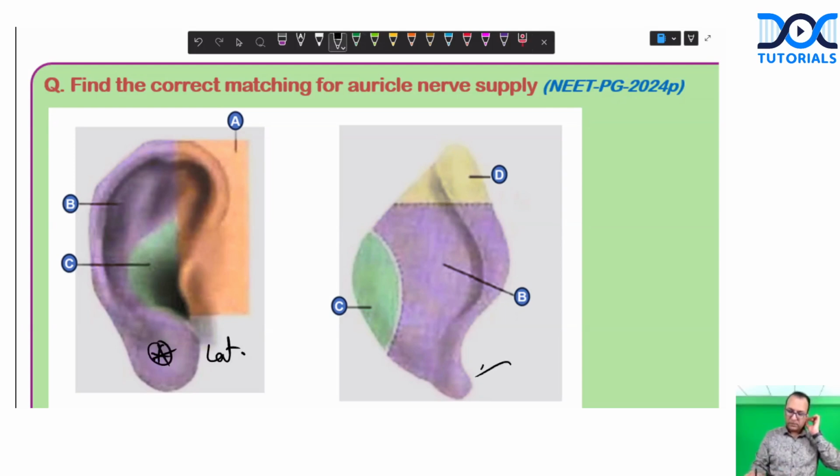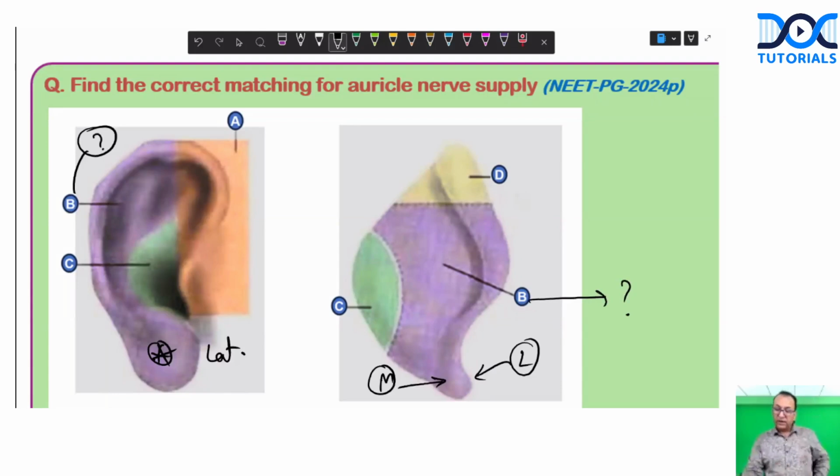maybe it is lateral as shown here, or maybe medial. Lateral or medial, it is the same nerve. So that nerve is B. Who is that nerve? It is called the greater auricular nerve, which supplies the greater part of the auricle. As you can see, this is the lateral view and that is the medial view of the ear. The greater part of the auricle is supplied by the greater auricular nerve, that is marker B, laterally as well as medially.